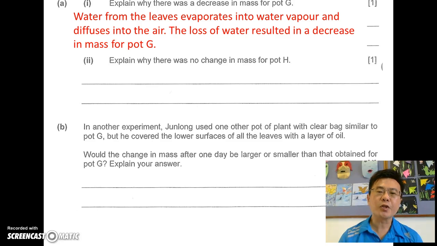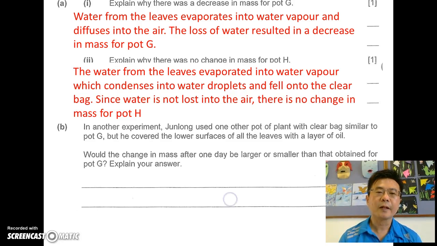Explain why there was no change in mass for pot H. The water from the leaves evaporated into water vapor, which condenses into water droplets and fell onto the clear bag. Since water is not lost into the air, there is no change in mass for pot H.